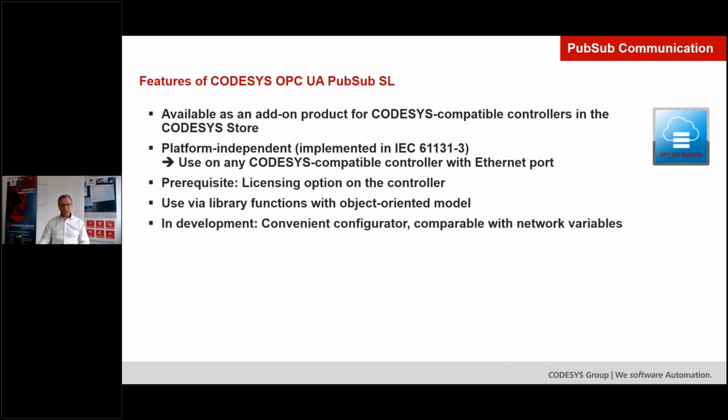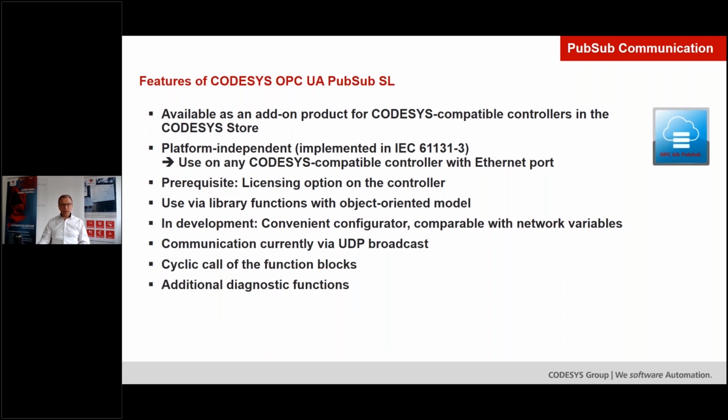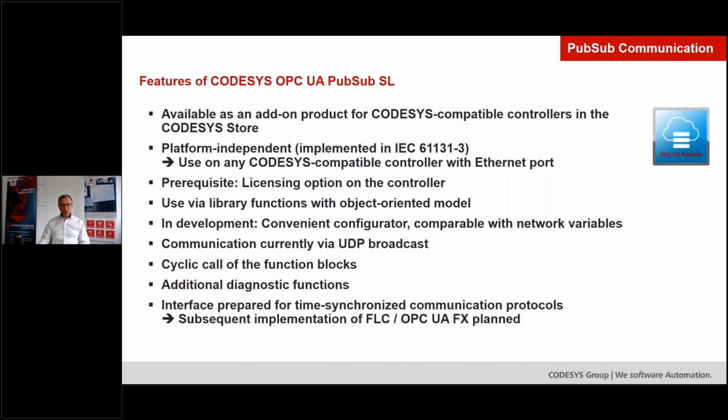What we are still developing is a convenient configurator comparable with the network variables. Therefore, I showed you in brief the recapitulation of that network variables. At the moment, the communication is established via UDP broadcast by a cyclic call of the function blocks. There are additional diagnostic functions available. However, the whole library and the protocol is realized in a way that we can easily extend it by time-synchronized communication protocols, so the mentioned TSN, FLC, OPC UA FX protocols, as soon as they are released and available for everybody.